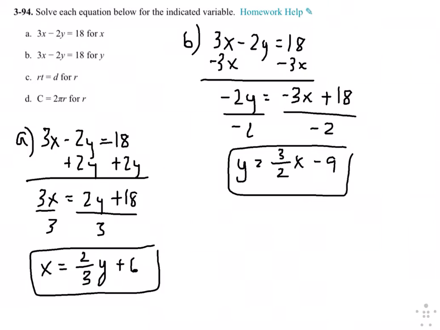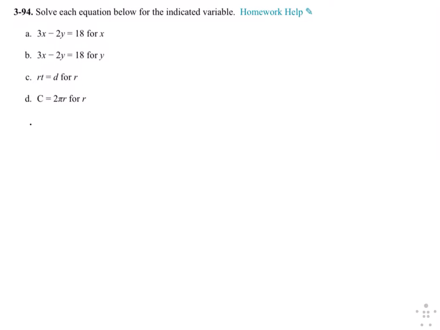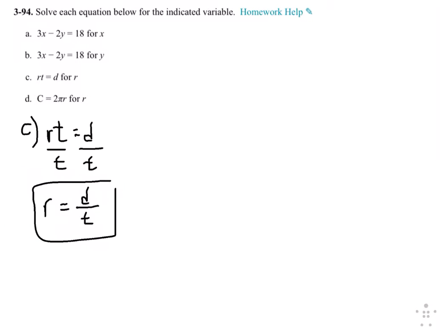So for C, let's make some space. We have RT equals D, and they want to solve for R, so we just divide by T. So we get R equals D over T for C.